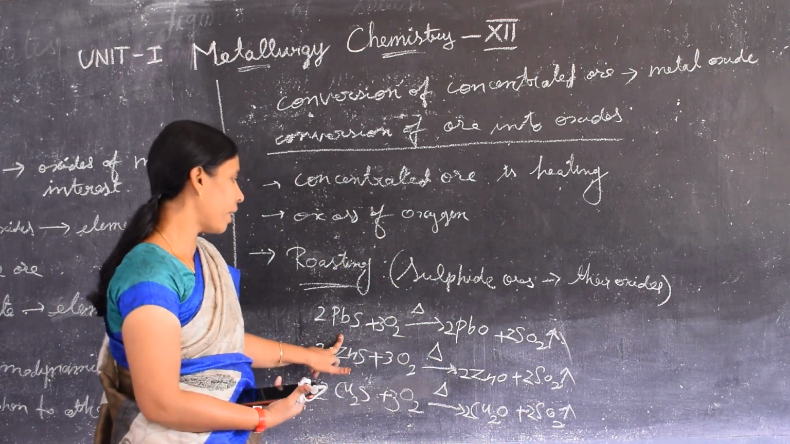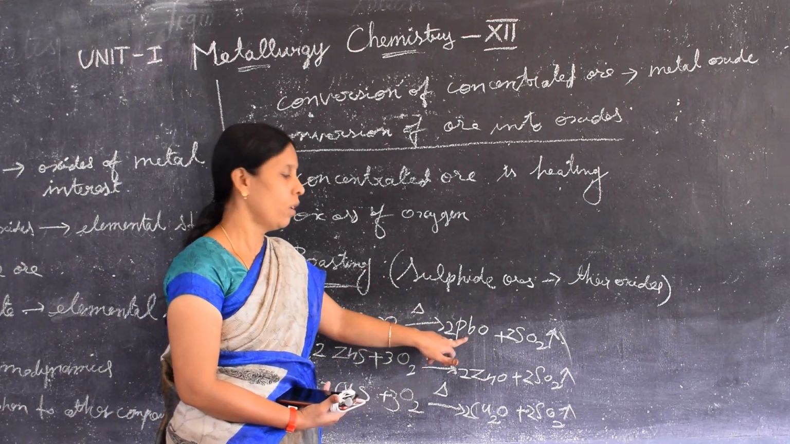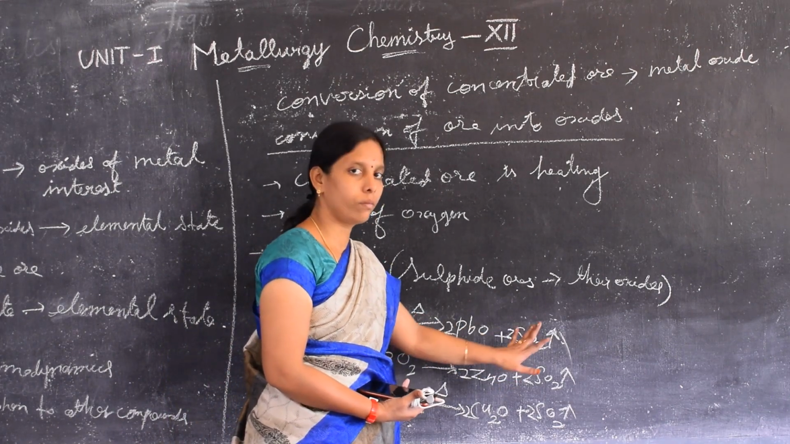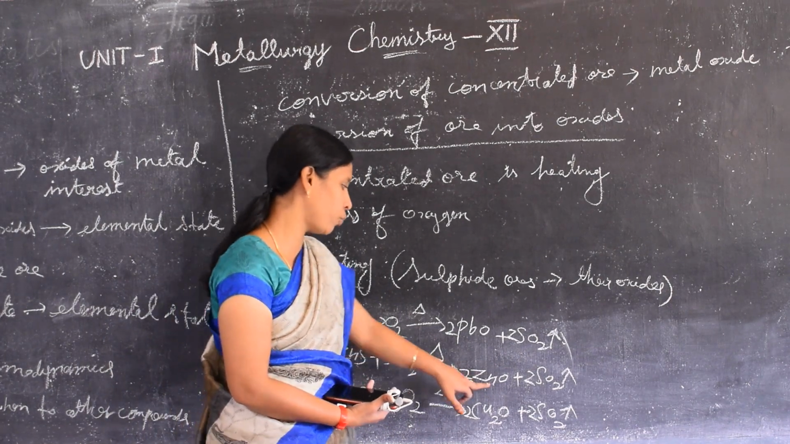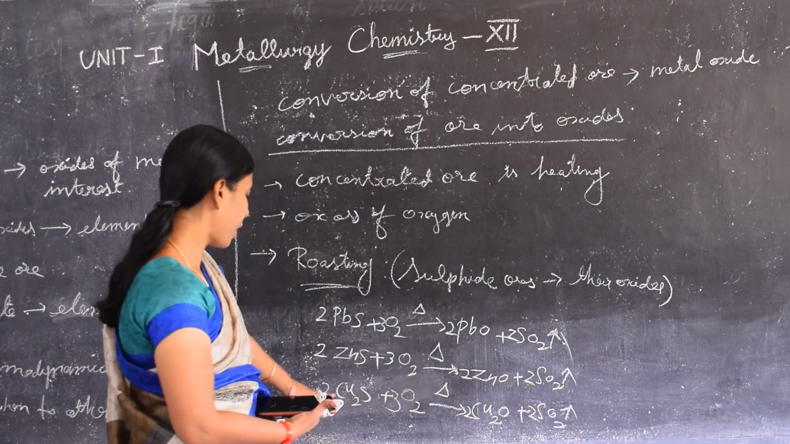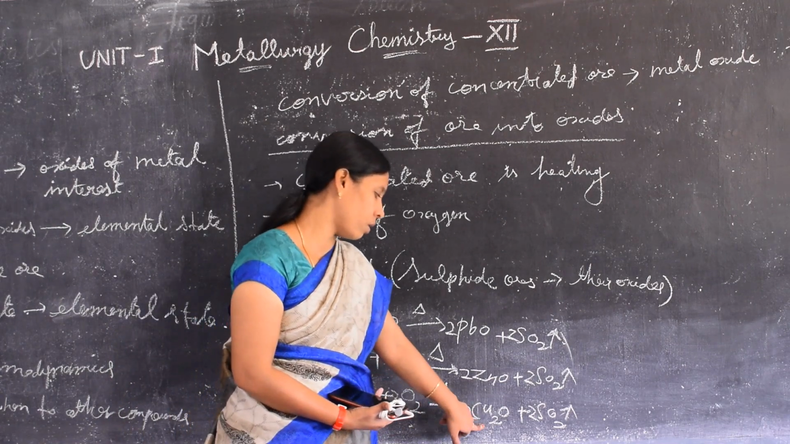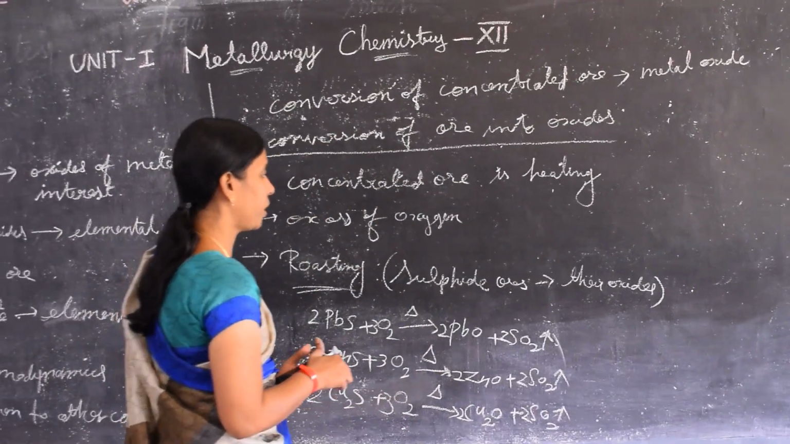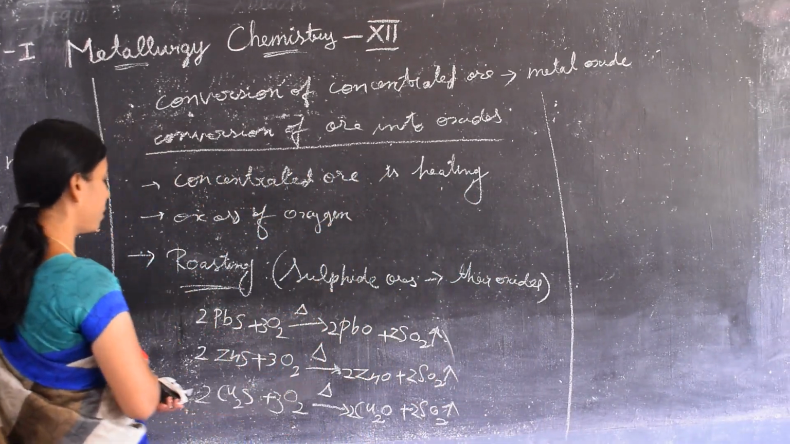So lead sulfide is oxidized by heating to form its oxide, that is PbO, lead monoxide, and then sulfur dioxide escapes as a gas. And then zinc sulfide is oxidized by heating to form zinc oxide, and sulfur dioxide escapes as a gas. And Cu2S is oxidized by heating to form cuprite, and also sulfur dioxide escapes as a gas. This is the roasting process.